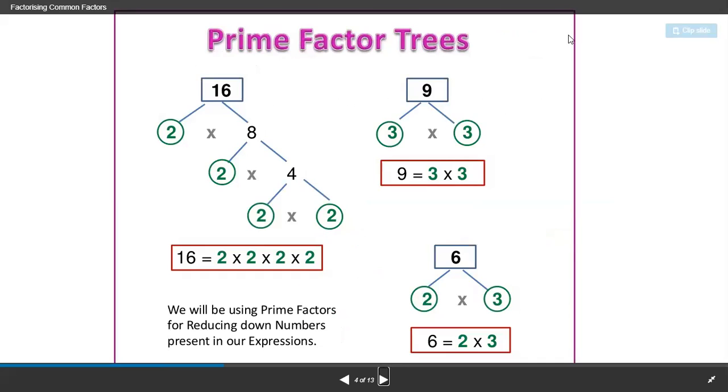If I want to find the prime factors of 16 and 9, what do we have to do? We will start with 16, so it will be 2 and 8, and then 8 will be 2 times 4, and then 4 will be 2 and 2. We will take all the outer leaves from the tree. It will be 2 and 2 and 2 and 2. Then I'm going to express this as 16 equals 2 times 2 times 2 times 2. In the same way, we can do it with 9. In the same way, we can do it with 6.